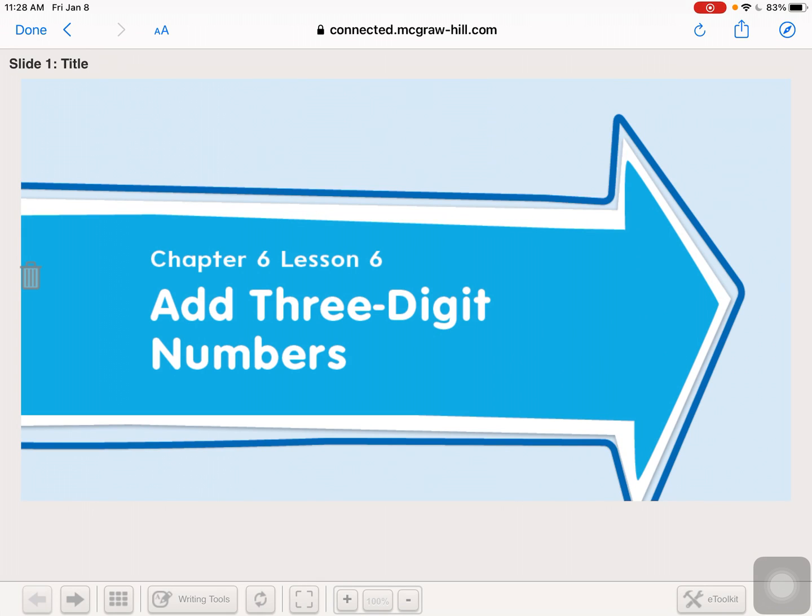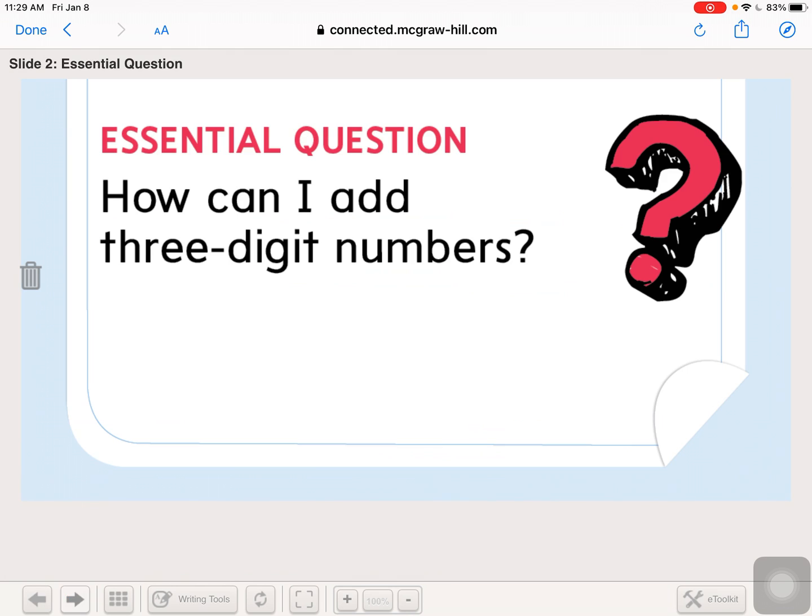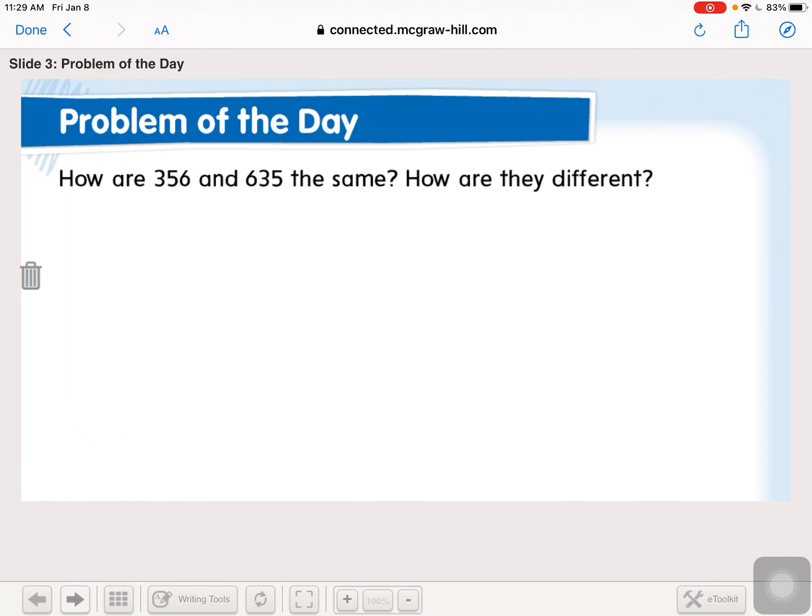Today we are on lesson 6, which is adding 3-digit numbers. We've been working on regrouping tens and regrouping hundreds, and so today we're going to put it all together and do both of those at the same time. Our essential question is still, how can I add 3-digit numbers?